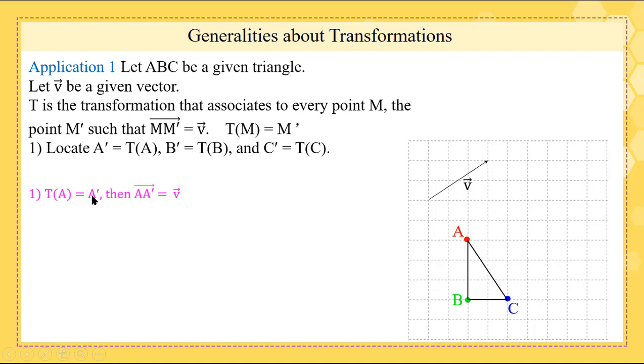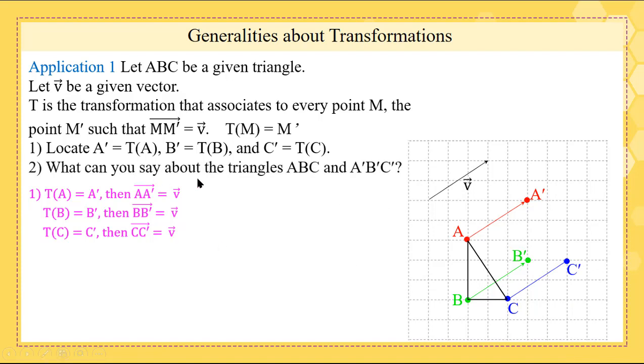If T of A is equal to A prime, then vector AA prime is equal to vector V. Then vector AA prime and vector V have same sense, same direction, and same magnitude. So A prime must be in this position. Now T of B is equal to B prime, then vector BB prime is equal to vector V, and vector BB prime and vector V have same sense, same magnitude, same direction. So B prime must be in this position. By the same strategy, if T of C is equal to C prime, then vector CC prime equal to vector V, and C prime must be in this position.